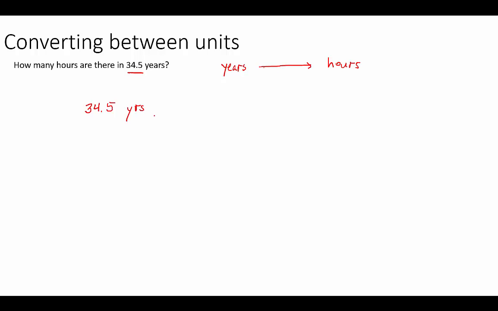I'm going to put years, okay? And then on the bottom, I need to put years. And then I need something. I need how many of something are in a year. Hours I can't use, but I know that there's days. I know the number of days in a year. So in 1 year, there are 365.25.